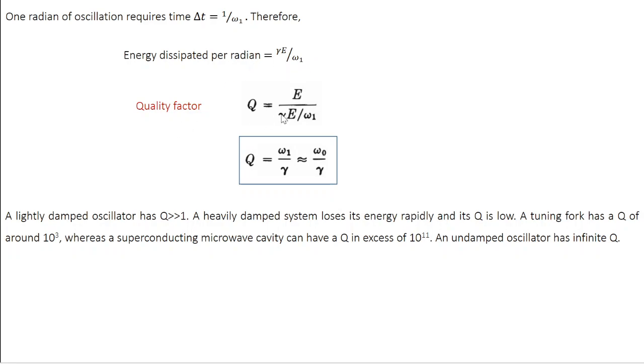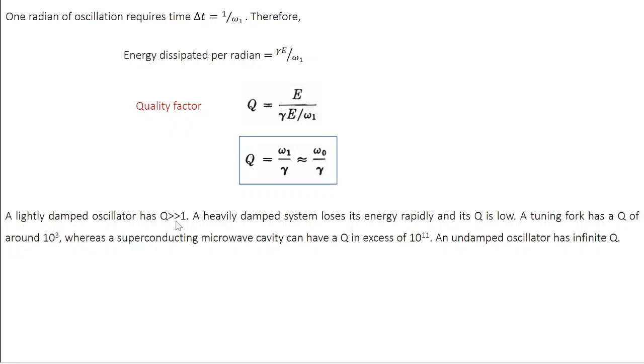So the quality factor Q equals the energy stored in the system, which is E, divided by the energy dissipated per radian, which is gamma E by omega 1. E cancels. So Q equals omega 1 by gamma. As I said, for a lightly damped system, omega 1 is approximately equal to omega naught. So Q is also equal to omega naught by gamma.